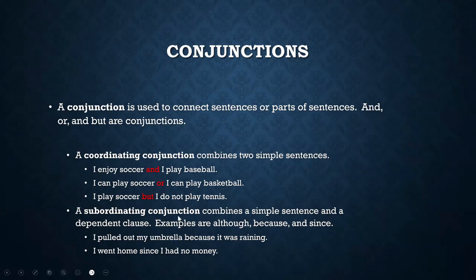A subordinating conjunction combines a simple sentence and a dependent clause. Examples are although, because, and since. I pulled out my umbrella because it was raining. I went home since I had no money. You can use different conjunctions to combine parts of your sentences.